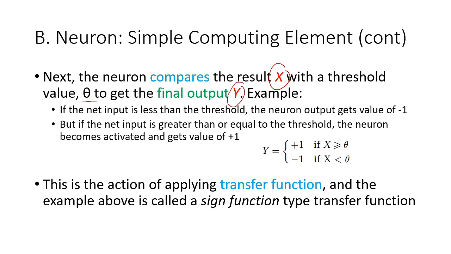For example, if the net input is less than the threshold, then the neuron output gets the result of -1. But if the net input is greater than or equal to the threshold, the neuron becomes activated and gets the value of +1. This final value is represented with capital Y. This is the action of applying a transfer function, and the example above is called a sign function type transfer function.